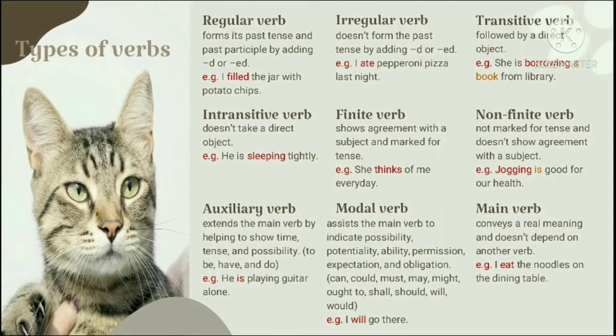And then the last type of verb, main verb, or you can call it lexical verb. Main verb is any verb in English that isn't an auxiliary verb. Main verb conveys a real meaning and doesn't depend on another verb. For example, I eat noodles on the dining table. The word eat here is the main verb and it's not an auxiliary verb.